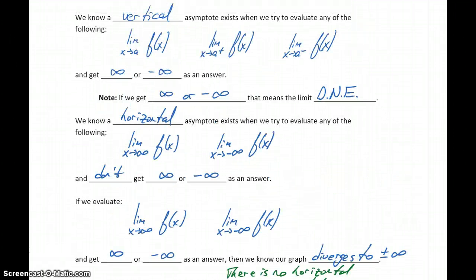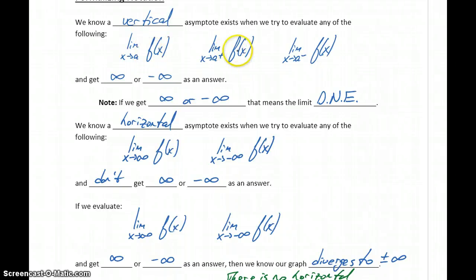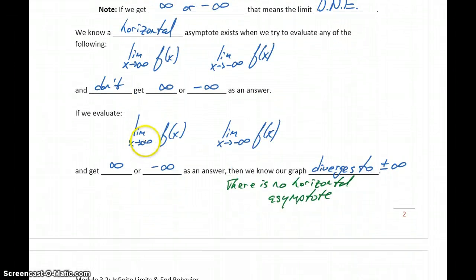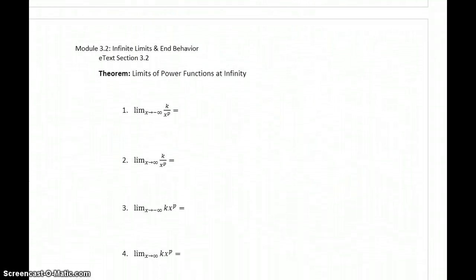So to get a vertical asymptote, we only have to look at one of these three limit problems. When we're talking about the end behavior of a graph, we're always going to evaluate the limit as x goes to infinity and negative infinity. So there are always going to be two separate problems to evaluate when we're thinking about end behavior.